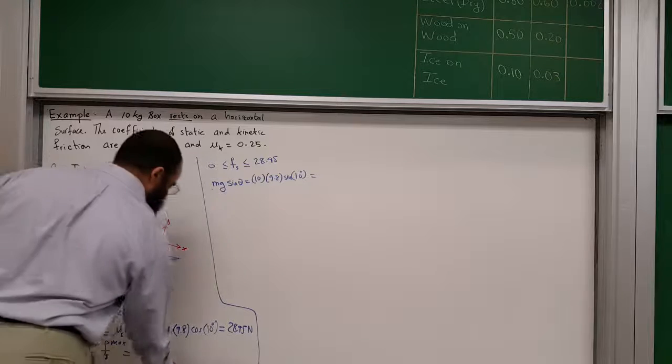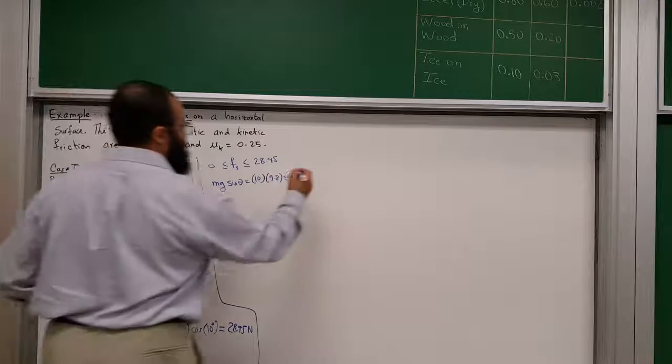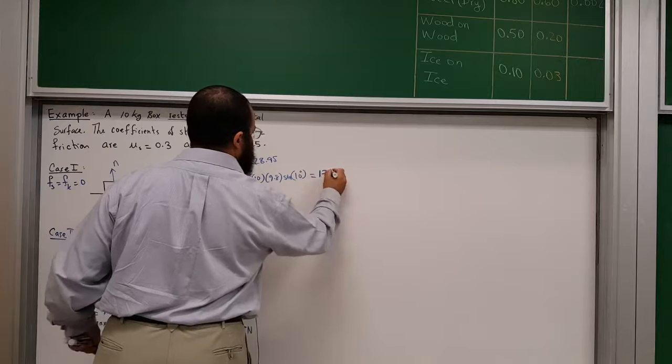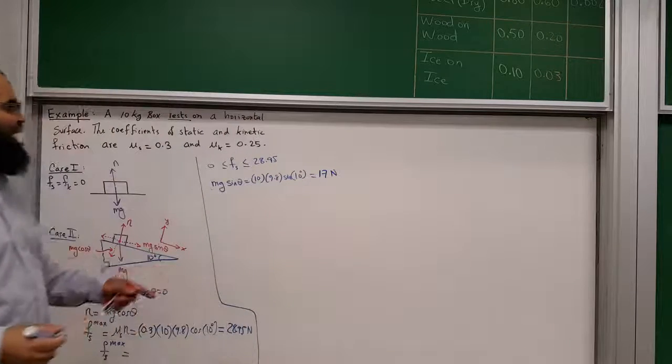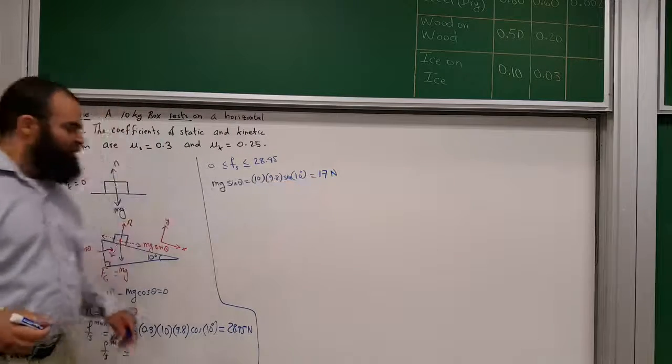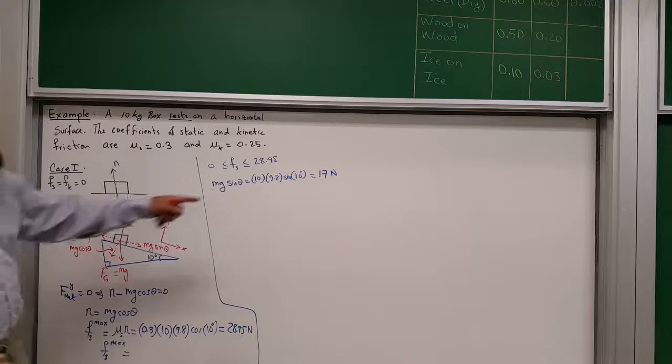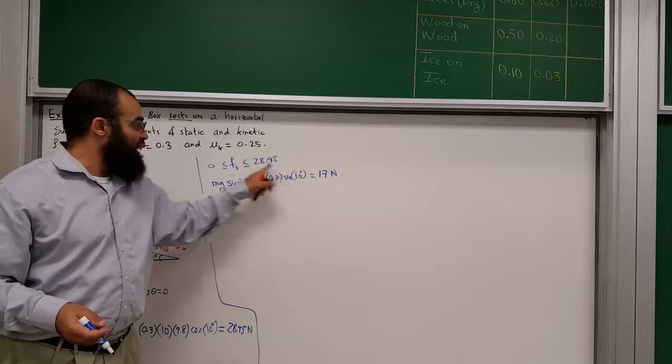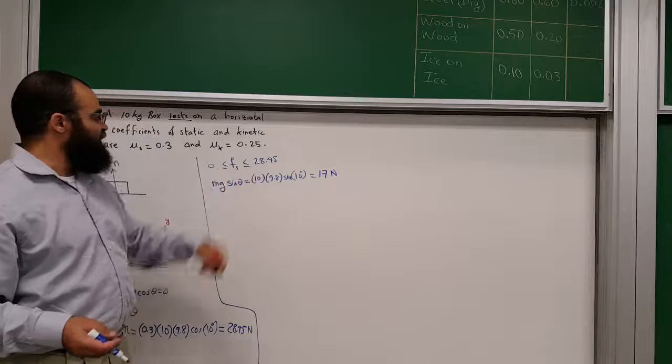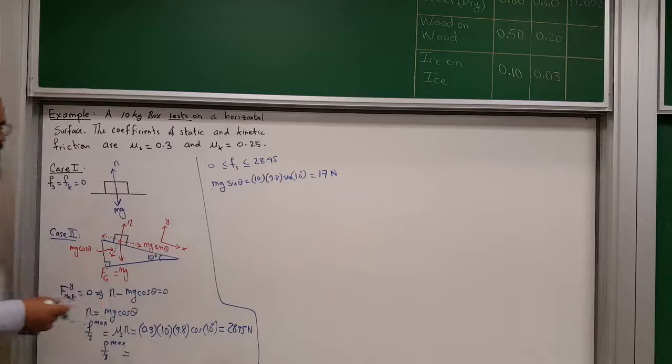17, about 17.01. Well, the force of static friction will happily accommodate for this. So it will increase, and it can take values up to 28.95. So 17 is in the range. Therefore, the object is not moving.